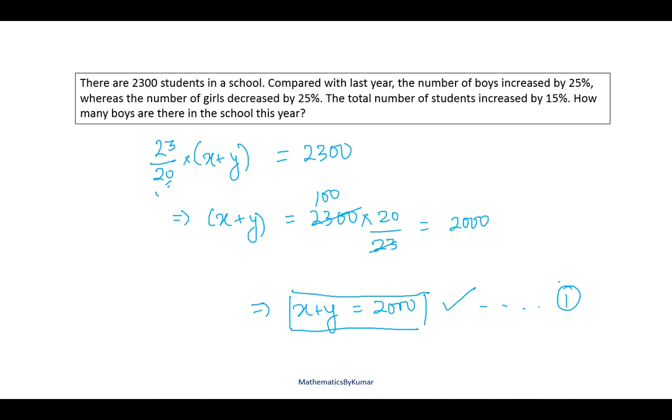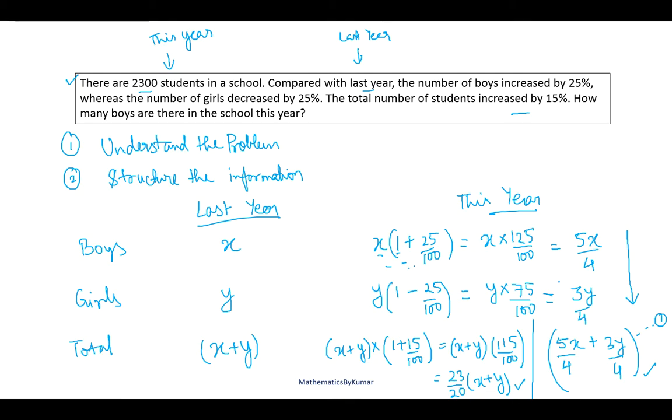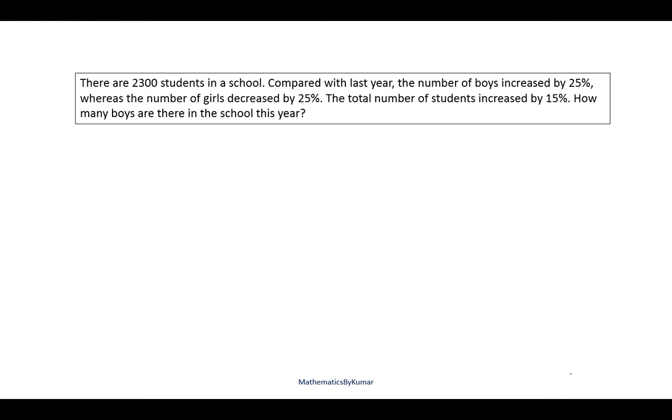If we go back, this is one way we had used to find out the value. So we have used this method. There is one more method to find the same value. I know by addition of the number of boys and number of girls for this year that 5x by 4 plus 3y by 4 is also equal to 2300.